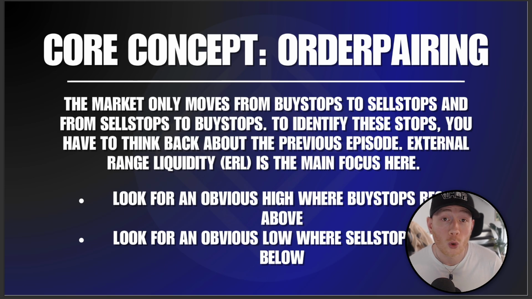Now let's talk about the core concept first. With order pairing, the market only moves from buy stops to sell stops and from sell stops to buy stops. To identify these stops, you have to think about the previous episode: we talked about external range and liquidity. This is going to be the main focus. So you're going to be looking for an obvious high where those buy stops rest above, and an obvious low where the sell stops rest below.